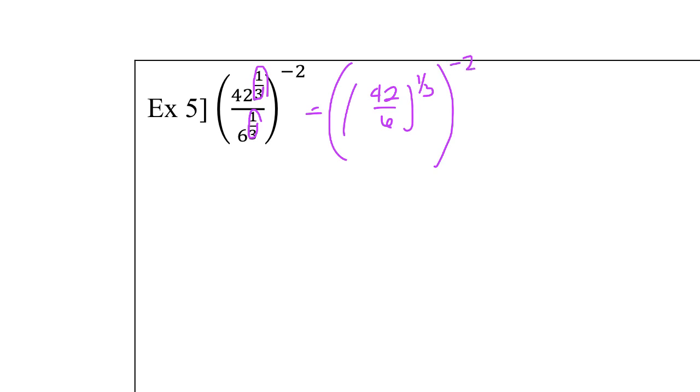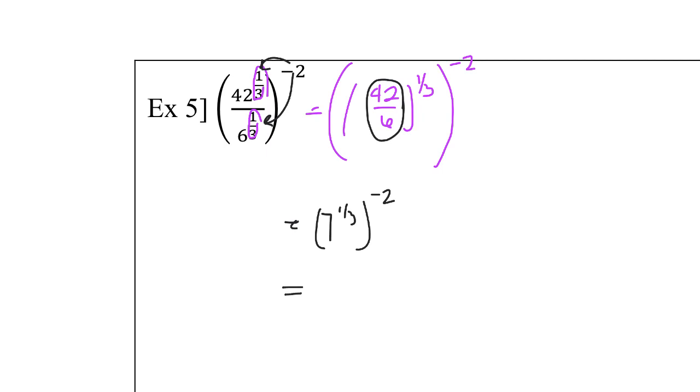And here's why I did this. I know that 42 divided by 6 is a 7, so that's going to make life a little bit easier. There's not one way to do all of these problems. You can do them multiple ways. We can do this like we did the one in the beginning and distribute in this negative 2 to both exponents. 42 over 6 makes 7 to the 1/3, all to the negative 2. It looks a little bit nicer than a fraction.